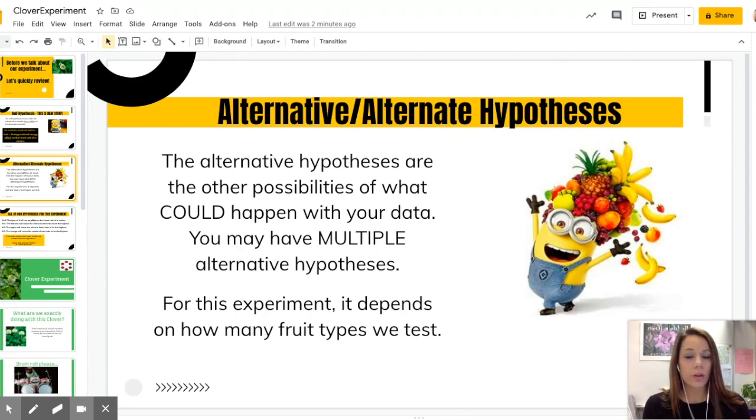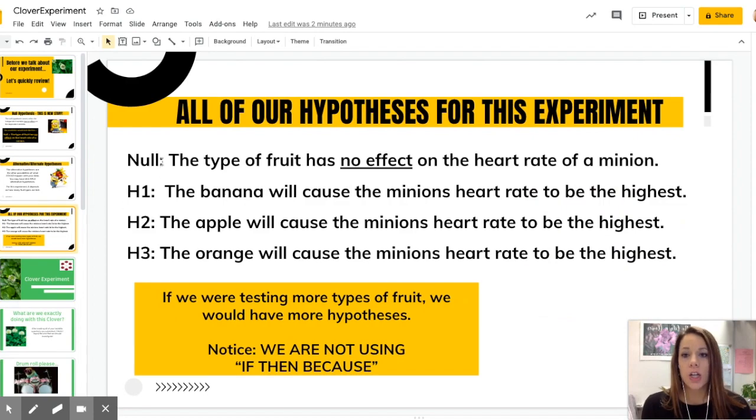So if we're going to put all this together, the null would be that type of fruit has no effect on minion heart rate. Our H1, or hypothesis 1, would be the banana is going to cause the minion's heart rate to be the highest. Our H2 would be the apple will cause the minion's heart rate to be the highest. And H3 would be the orange will cause the minion's heart rate to be the highest. So if we were testing more types of fruit, we would have more alternative hypotheses.